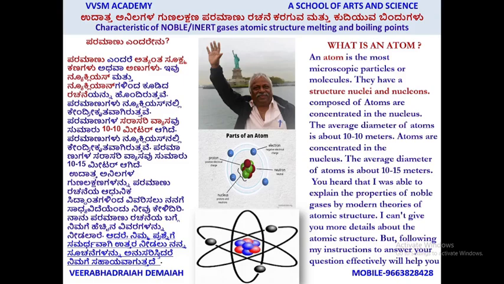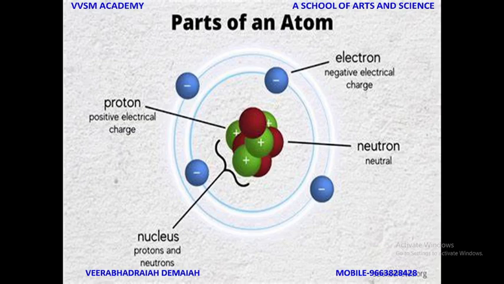The structure nuclei, that's called nucleons, you know that, composed of atoms, are concentrated in the nucleus. The average diameter of atoms is about 10 to the power of minus 10 meters. Atoms are concentrated in the nucleus, as I told you. Now, parts of an atom. This is nothing but the atomic structure.